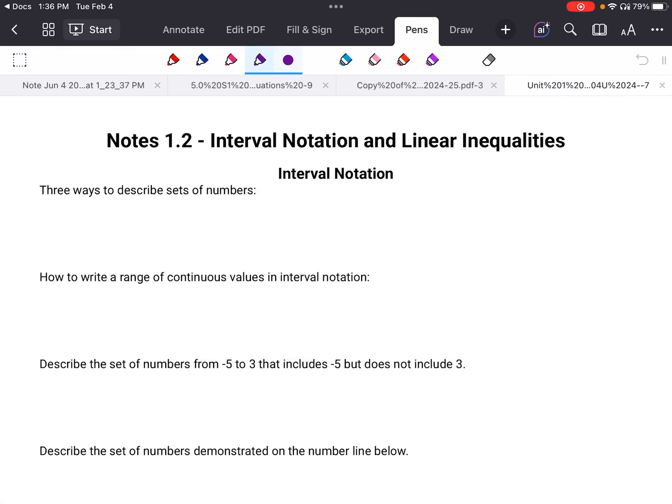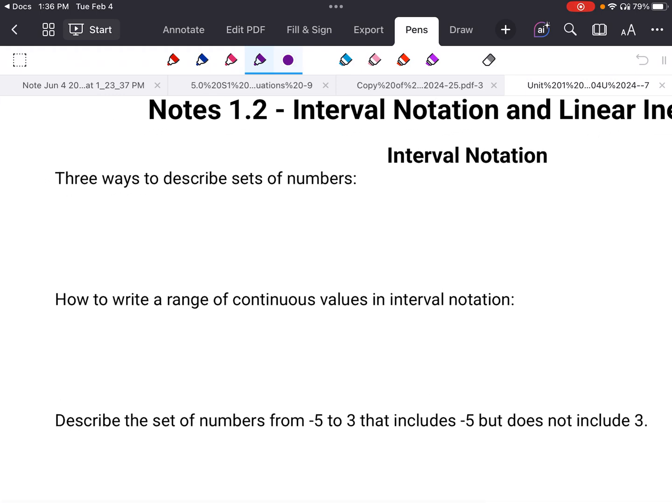Hello, welcome to lesson 2 of our first unit. Again, this will be sort of a review from grade 11, but today we're looking at interval notation and linear inequalities. So a few definitions to go through before we get to any actual math.